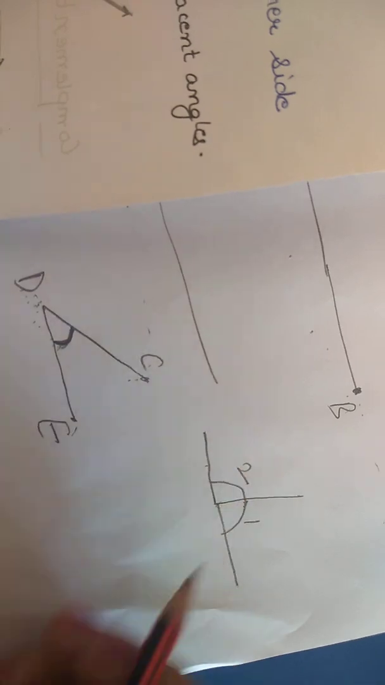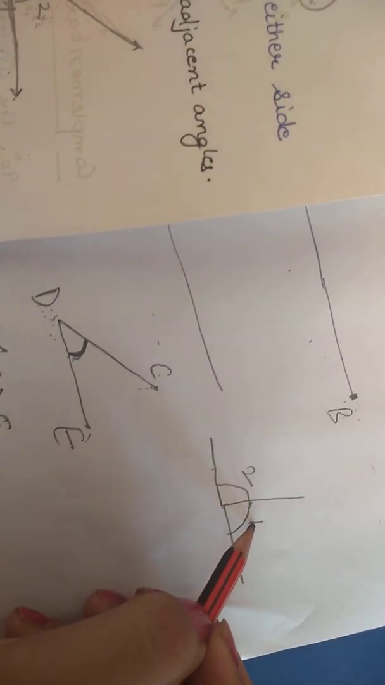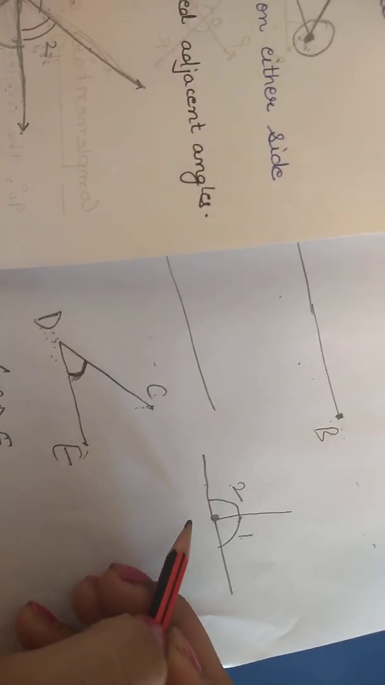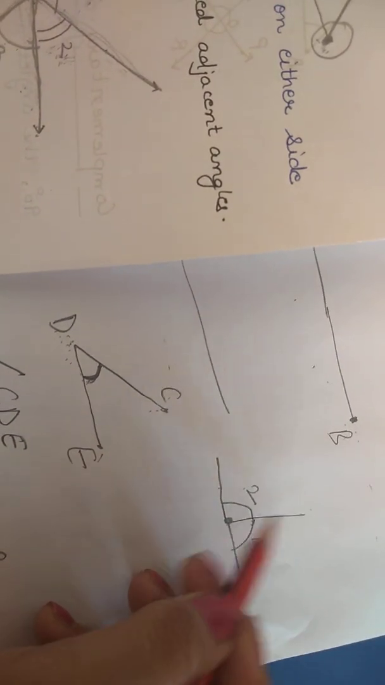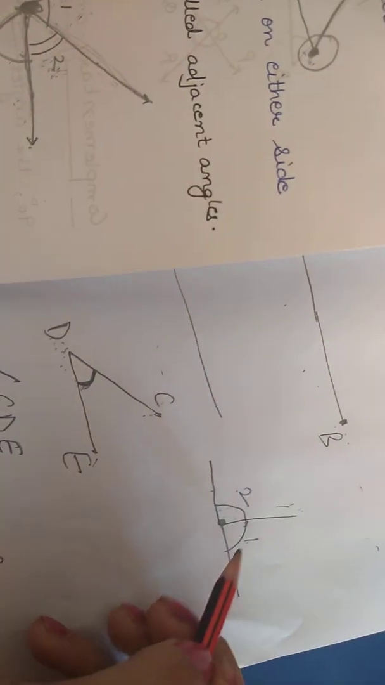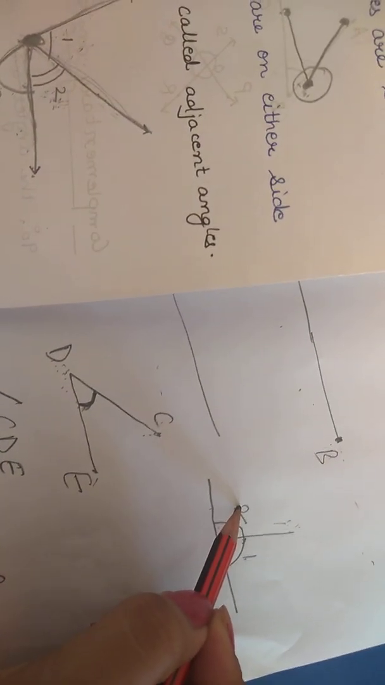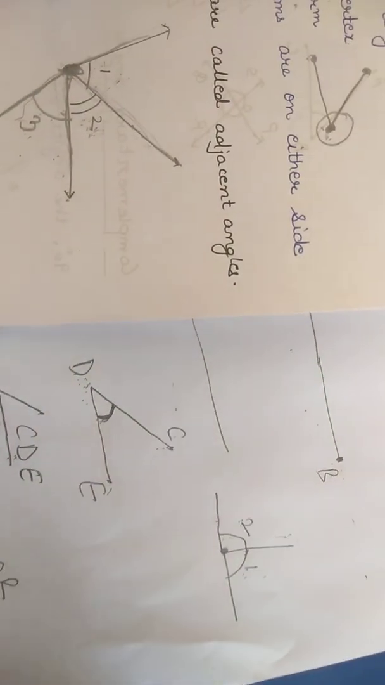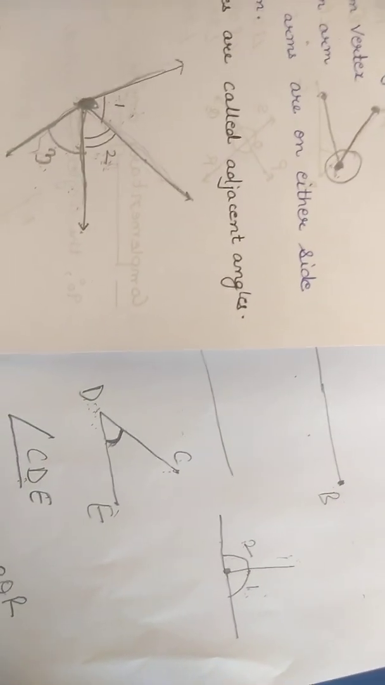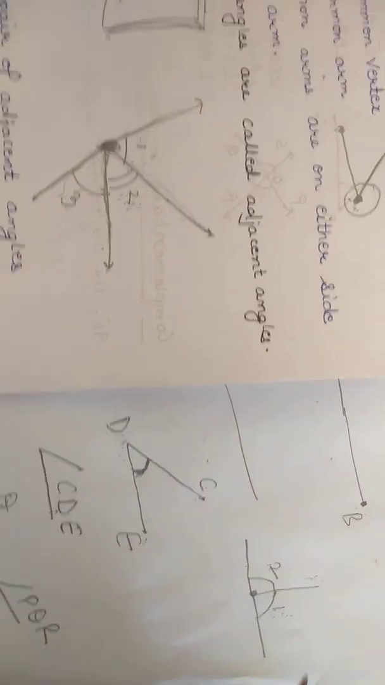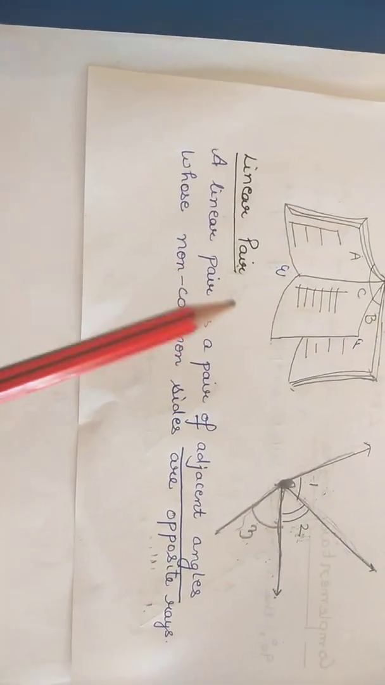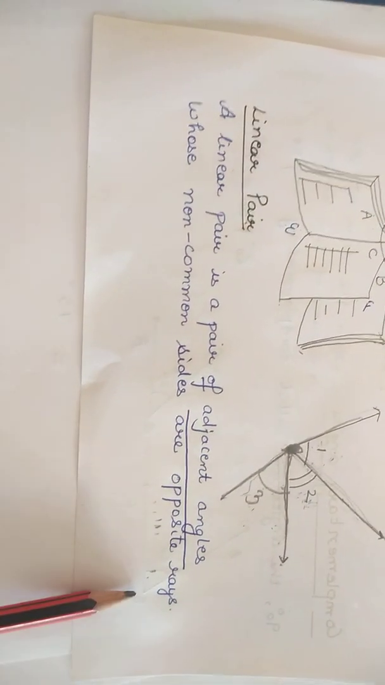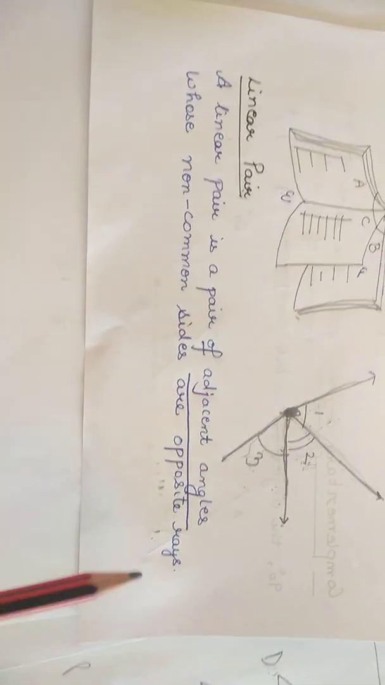angle 1 and angle 2. Now bache, you can see that angle 1 and angle 2 have the same vertex? Yes. They have a common arm? Yes. That means angle 1 and angle 2 are adjacent angles. But can you say that these are a linear pair? Yes, these are a linear pair. Why? Because of that additional criterion. And what is that criterion? That non-common sides are opposite rays.